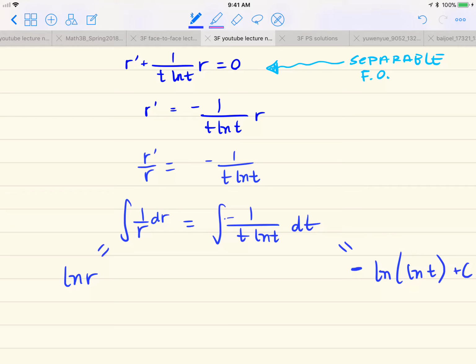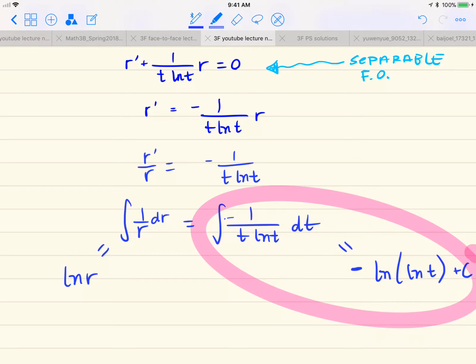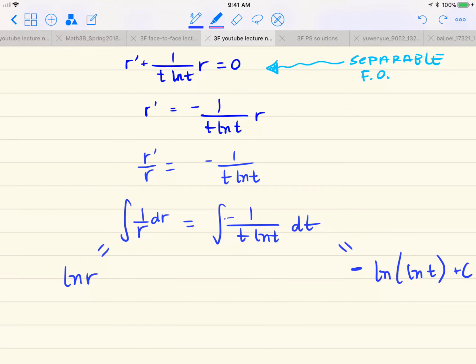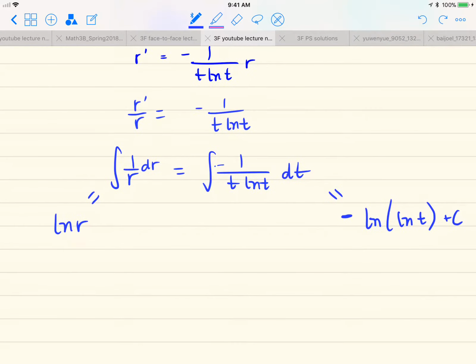So how did I do that so quickly? Well, I actually kind of did it on the other video. For this equation, I just did that on the other video, so that's why I remember it. I've just got that memorized. Now, natural log of r is equal to the integral of 1 over r dr, and this integral is equal to this, so it must be that the natural log of r is equal to negative natural log of t plus a constant.